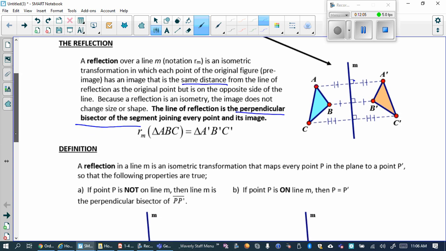So our notation for a reflection looks like this right here. It's a lowercase r, and this subscript, if you write it, has to be a subscript, not just RM. R, with a little tiny m down at the foot. It's called a subscript. So this M is the reflection line.